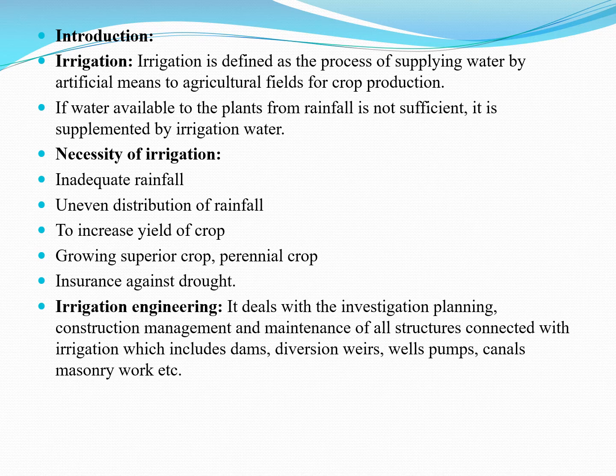Next is the development of desert area or insurance against drought. The dry and desert areas can be converted to cropland if the irrigation water can be supplied as per the requirement. Okay. Next is irrigation engineering. It deals with the investigation, planning, construction, management, and maintenance of all the structures which are connected with irrigation, which includes dams, diversion weirs, wells, pumps, canals, masonry work, etc.